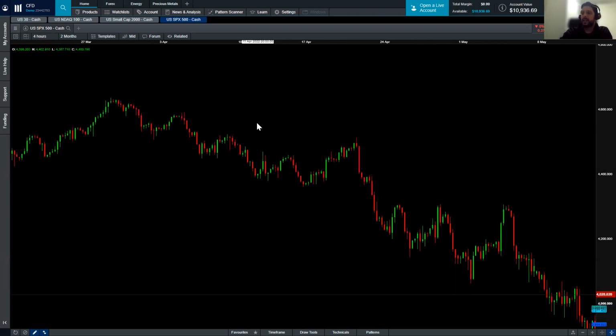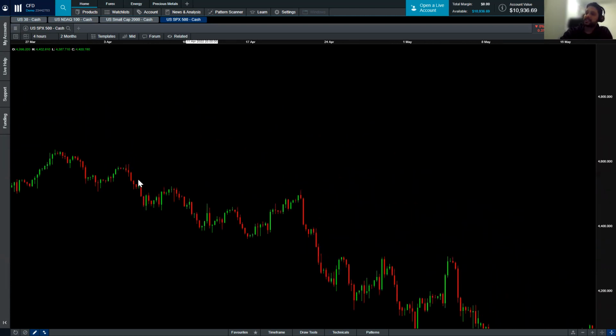Okay, so we will look at how we're going to recognize the base. The base is, look at the size of the candles or the movement before the base area.